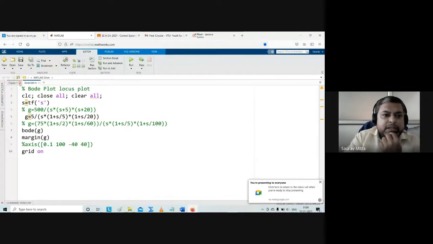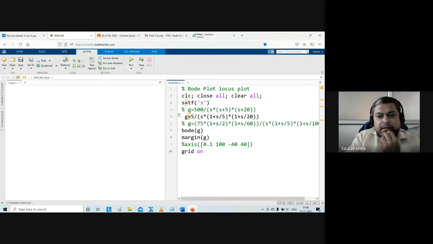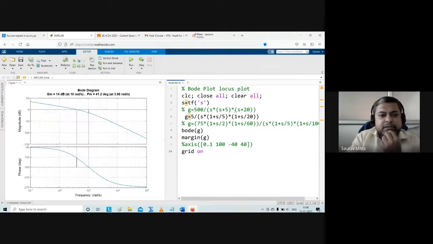So figure 1 first I'll remove, and then you plot it. Now I have just changed to the time constant form. Previously it was given as 500 into s into s plus 5. See that you are getting the same thing. Still the omega GC is 3.88 radian per second and phase margin is 41.5. Don't write phase margin like this, PM. It is capital P, capital M, and gain margin also capital G, capital M.